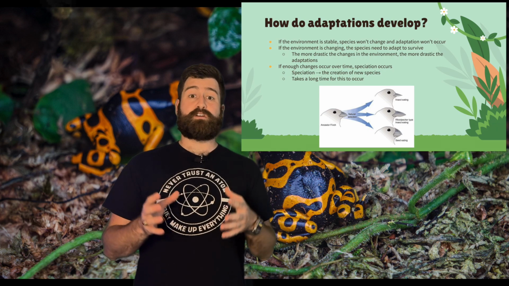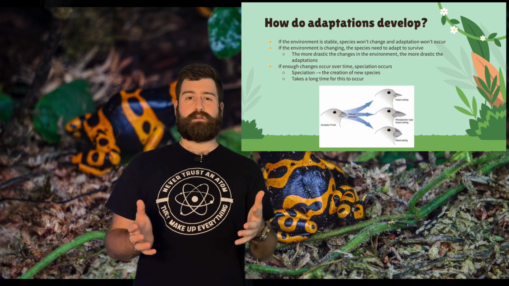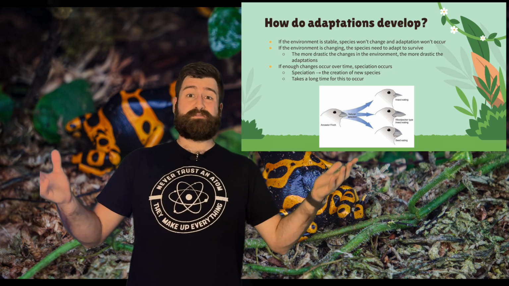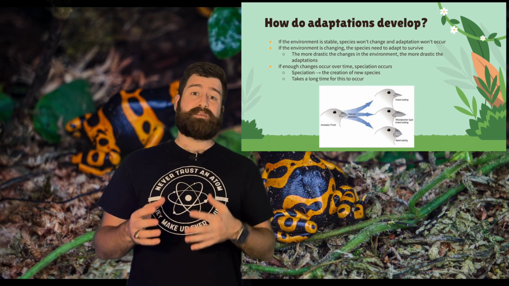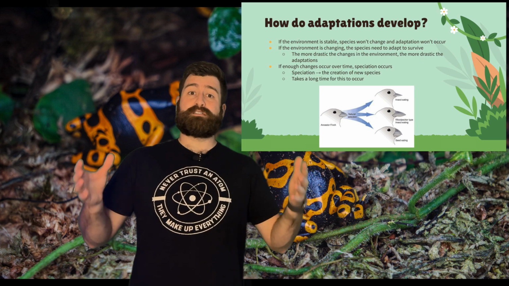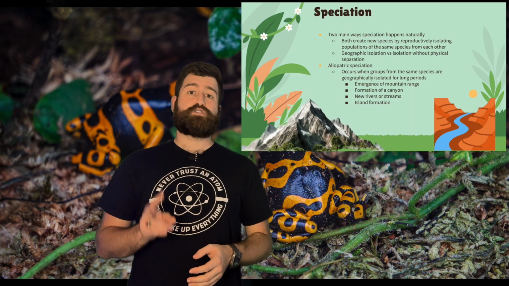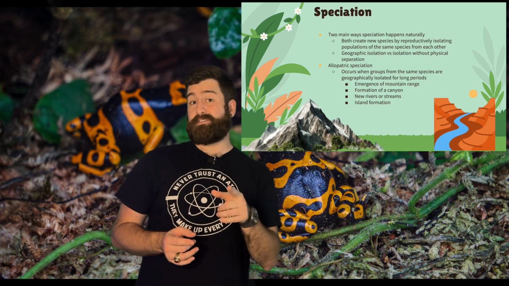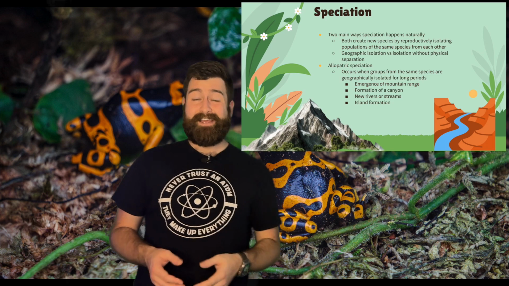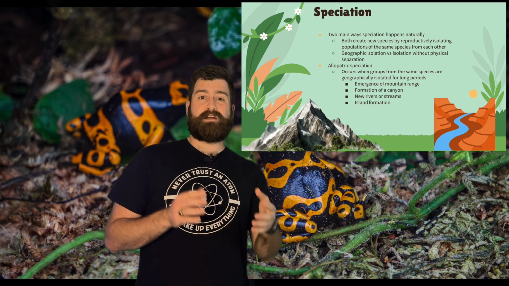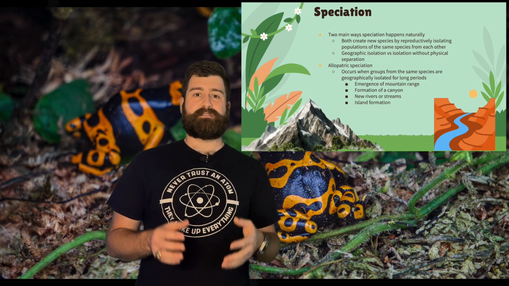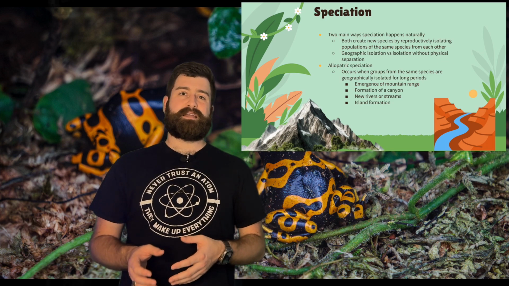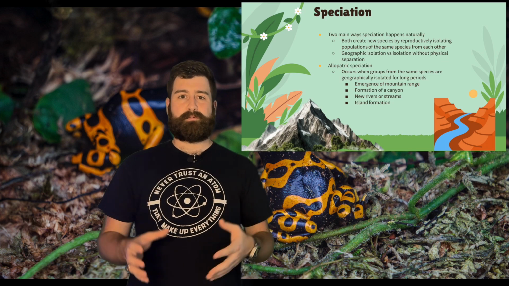If enough changes occur over time, something called speciation occurs. So what is speciation? Essentially, it's just the creation of new species. And this is something that doesn't happen overnight. It takes a long time for this to occur. And there are two main ways that speciation happens naturally. Both versions of this, or should I say variations, create a new species by reproductively isolating populations of the same species from each other. The two variations of speciation include geographic isolation and isolation without physical separation.